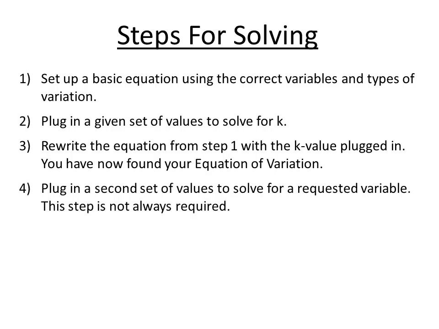Some problems ask us to go one step further than that, and once we figure out our equation of variation, ask to solve for one of the values, and we'll be given a second set of values to do that. So we'd find our equation of variation through step number 3 and then plug in some more values for our variables to solve for one final value. This step is not always required. Some of the problems just ask you to find the value of the variation constant in the equation of variation, which would just require us to go through step number 3.